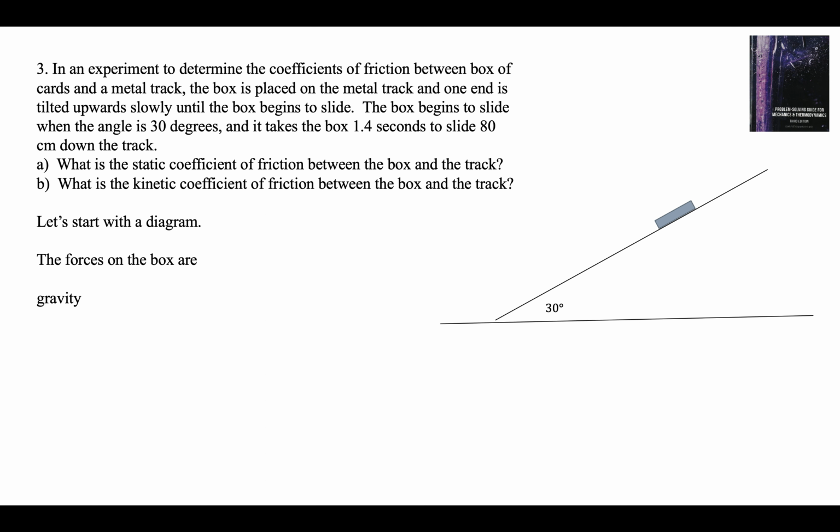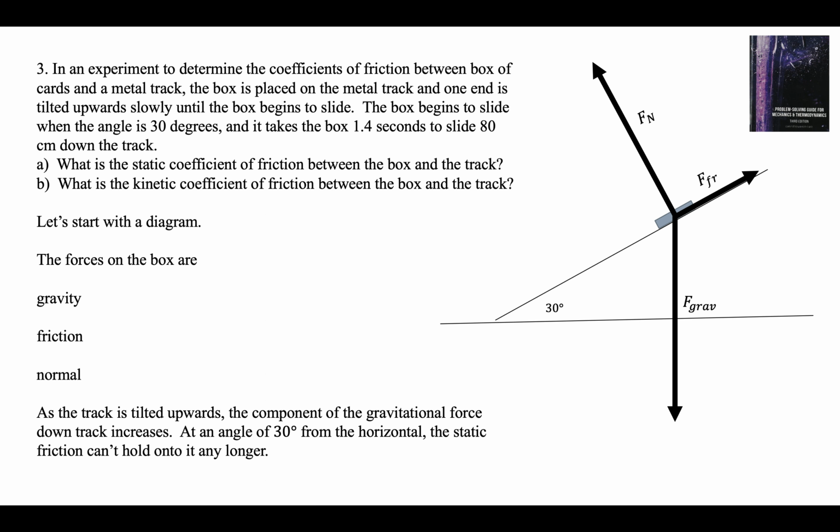The forces on the box are gravity, down, friction, up the plane, and the normal force, perpendicular to the plane. So the track's tilted upward at an angle of 30 degrees. The static frictional force can hang on to it no longer, and it slides down. That's the situation.